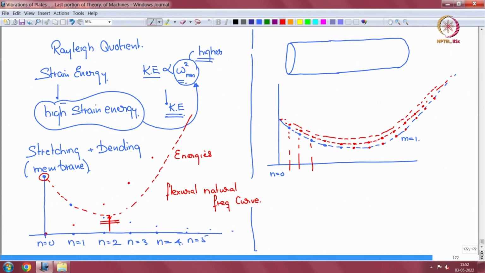Now what does that mean? That means at any frequency, suppose this is some 100 hertz or so, there are that many modes close to 100 hertz which are low order modes, and if I extend this line, then again there are so many modes close to 100 hertz. These are higher order modes.